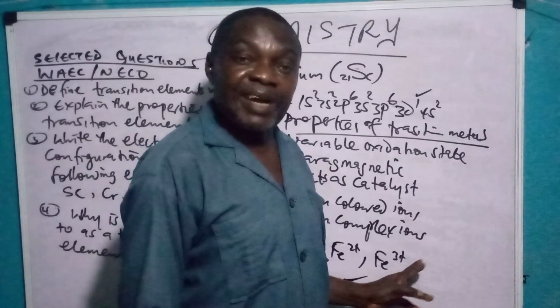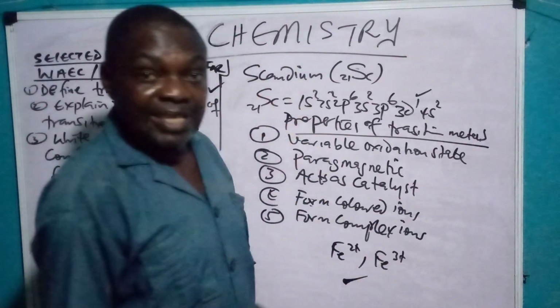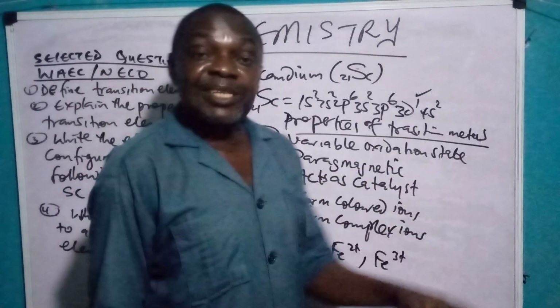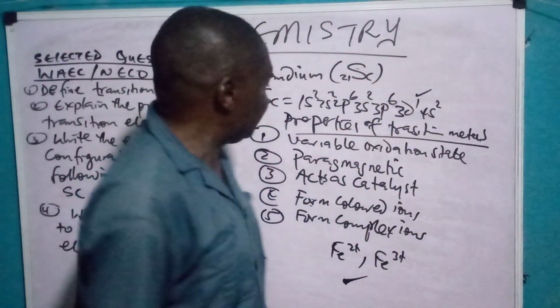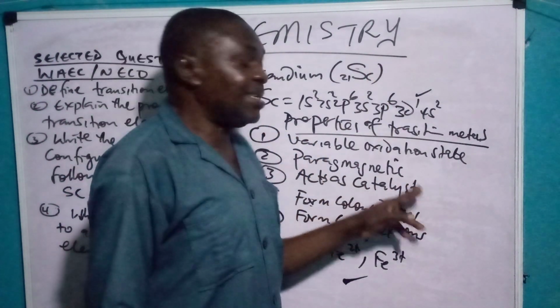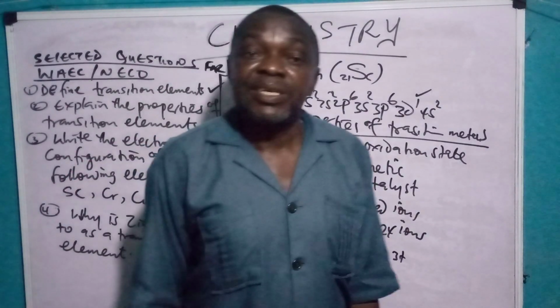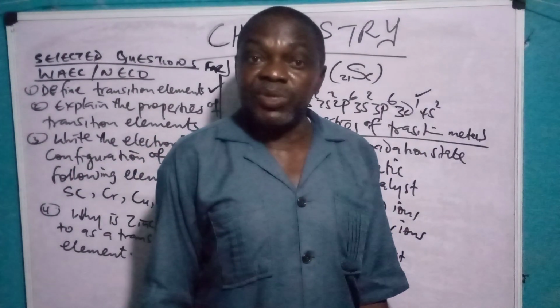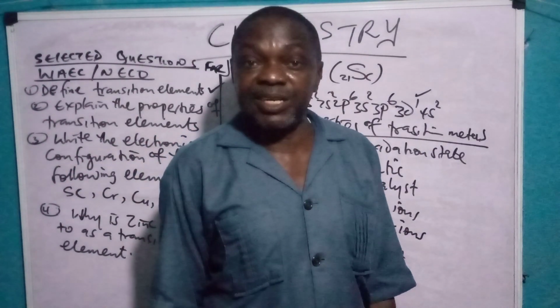Iron 3 chloride, you have iron 3, Fe3 plus. That is, they have variable oxidation state, and it's common to all the transition metals. Then they are paramagnetic. Paramagnetic means they have unpaired electrons, which makes them attracted to a magnetic field.